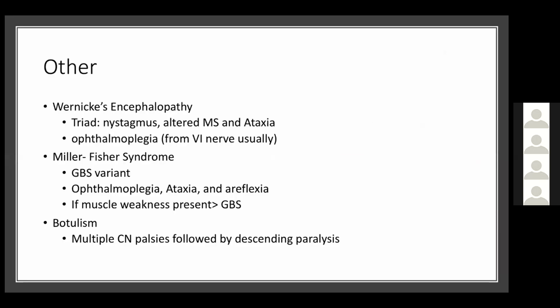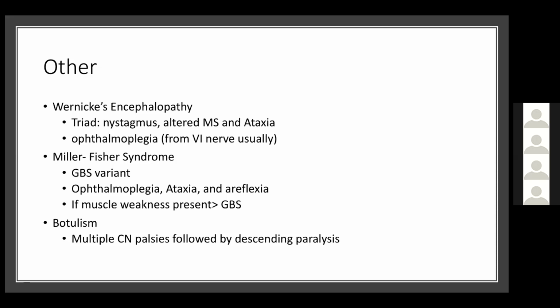Others: Wernicke encephalopathy, which is the triad of nystagmus, altered mental status, and ataxia. Patients usually have ophthalmoplegia in a sixth nerve pattern. The classical patient would be alcoholic or have a history of malnutrition. Treatment is thiamine.